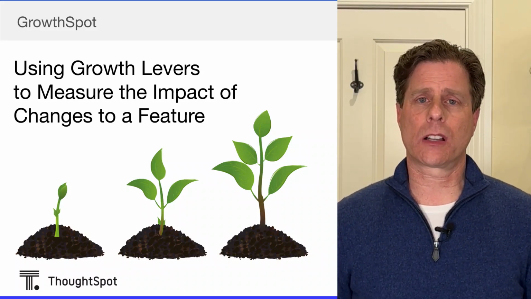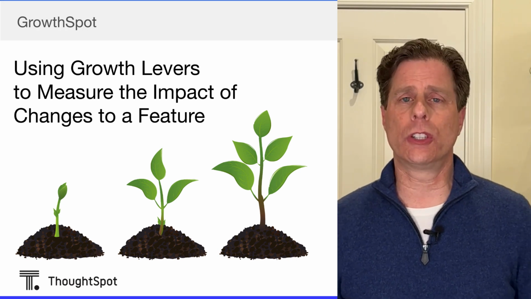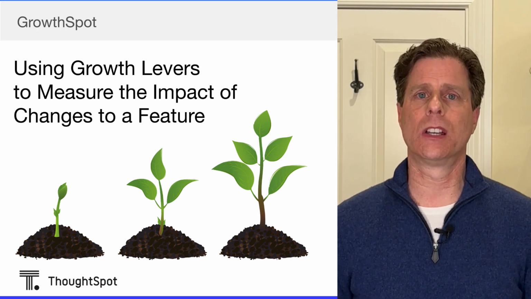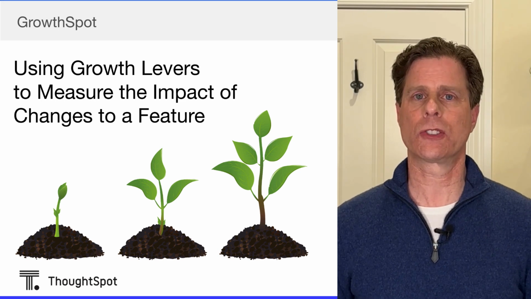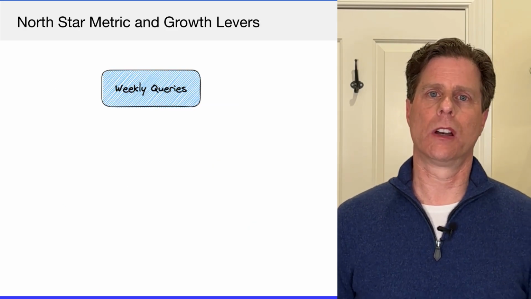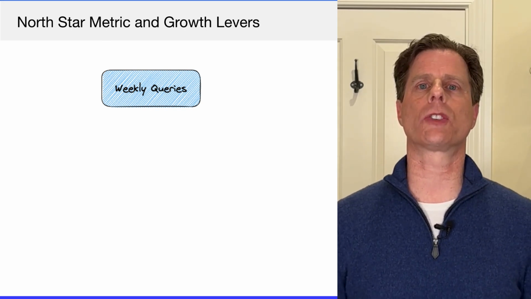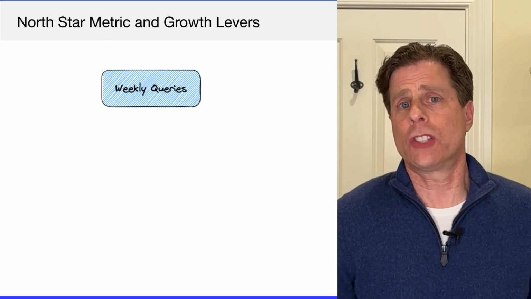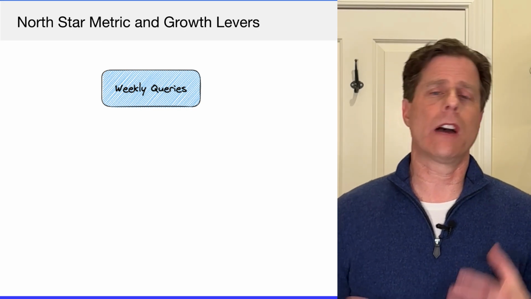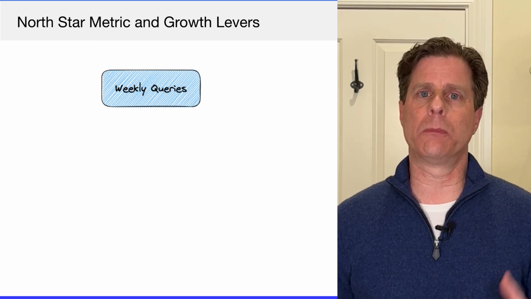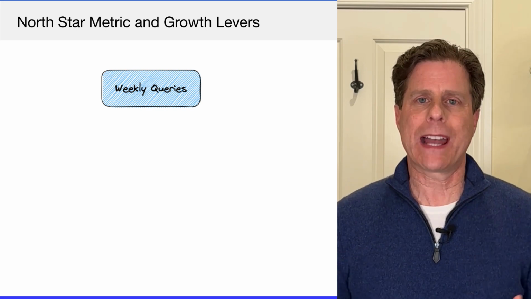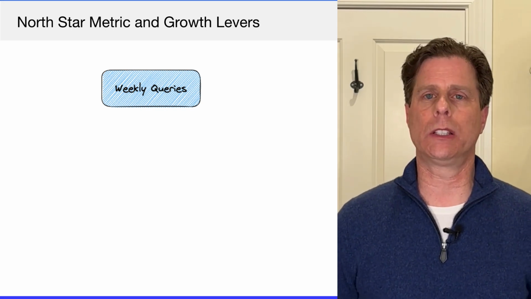Today, I'd like to talk about growth levers and how you can use them to measure the impact of changes to features. In our product, our North Star metric is the total number of weekly queries across all our users. So if you're making changes to the product, the obvious thing you'd like to do is to be able to measure the impact of those changes on weekly queries.